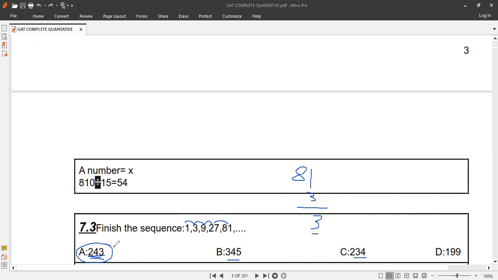You directly choose 243. If you have two numbers ending in 3, then we need to continue: 3 times 8 is 24. So the answer is 243.